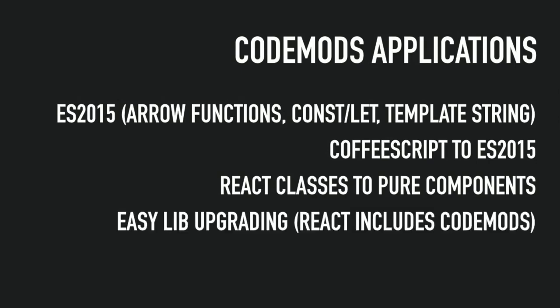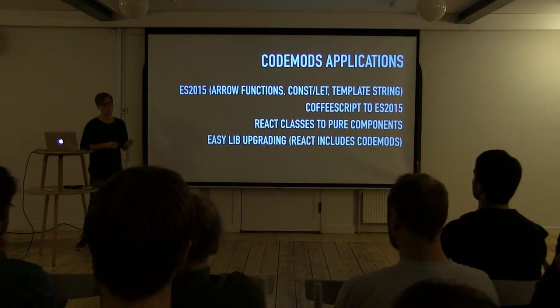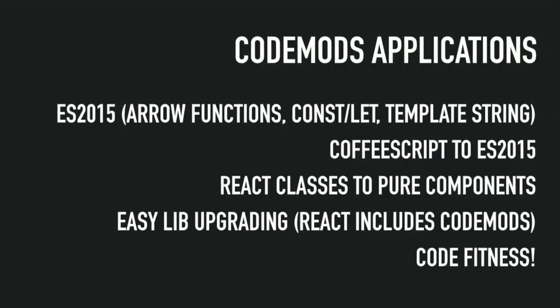And upgrading libraries, perfect use case for this. Actually, React includes for all breaking changes a code transformation that you can just run. So whenever the next version of React is there, you would just find a codemod for that and then apply it on your source code, and that should do it. At least a requirement from Facebook when they do breaking changes, also for internal libraries. And in general, just code fitness, right? Making sure that your code is strong and fresh.